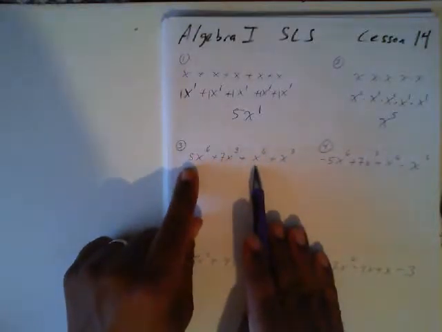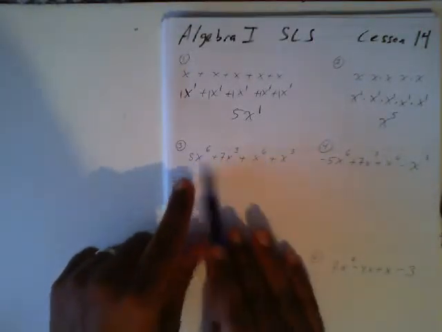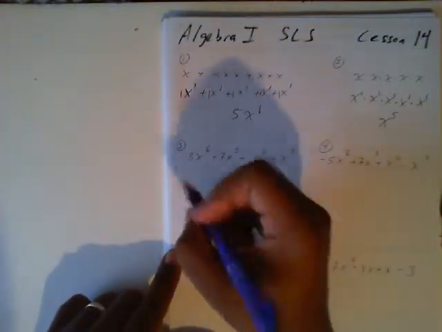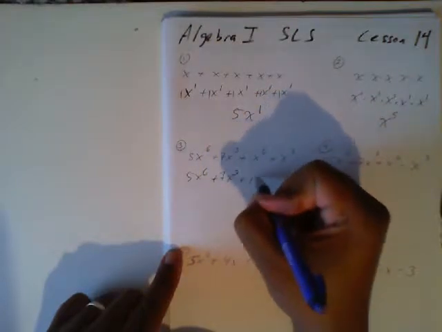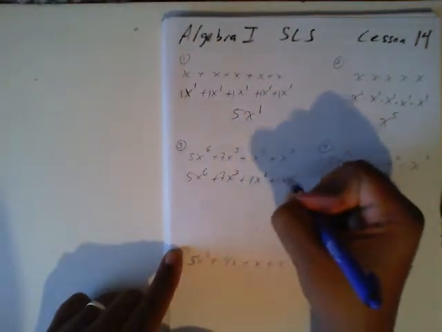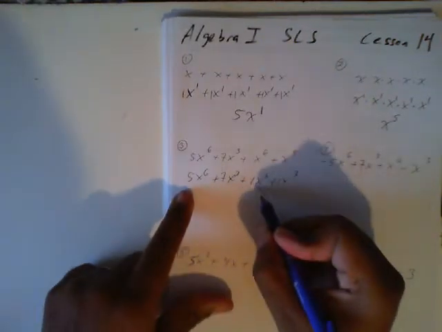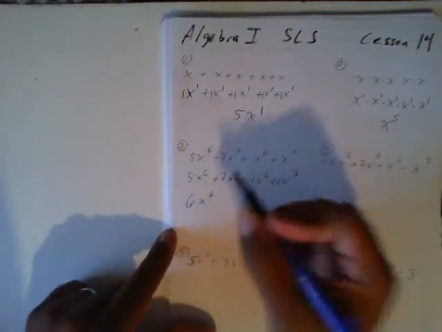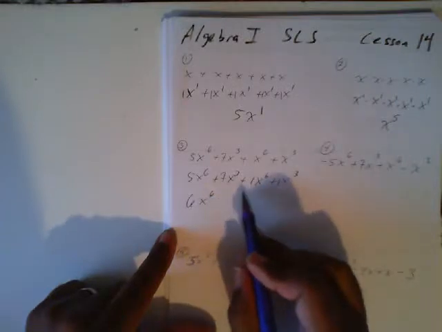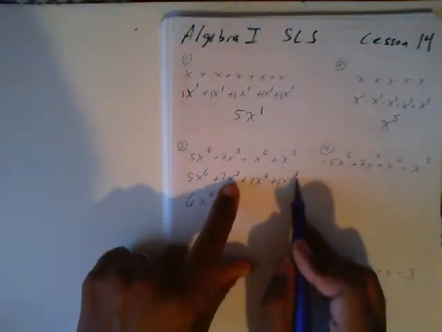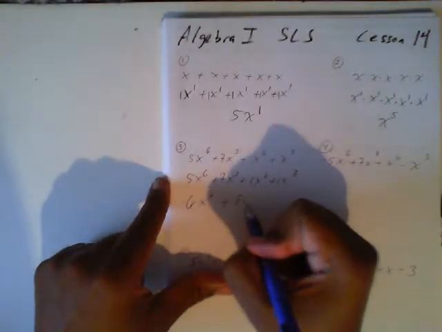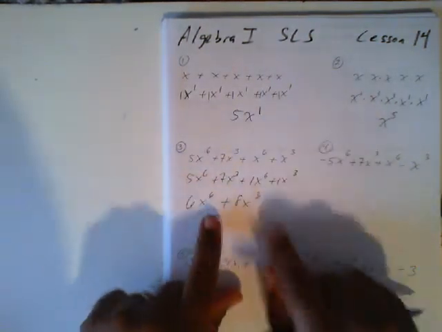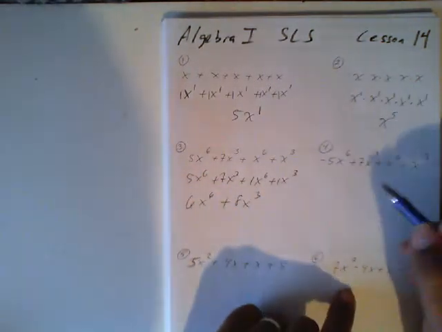So we can add the 5x and the 5x to the 6 and the x to the 6. Now note that the x to the 6 is actually a 1x to the 6. So these two can be combined to become 6x to the 6. And again, the power does not change. These two share x cubed, so they're the same terms. So the 7 and the x, which is 1x, can be combined to become 8x to the third power. Again, notice that the powers do not change.